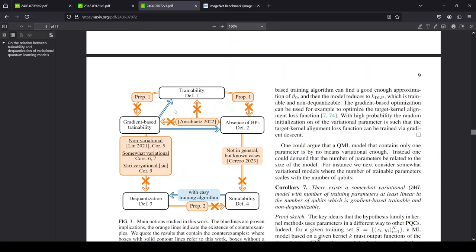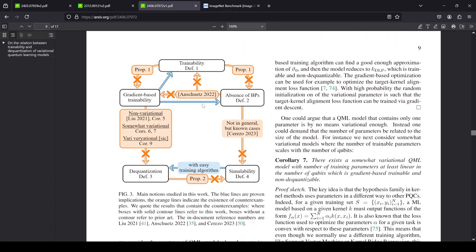And there's a nice figure right here that shows, if you have something, do you have something else? So if you have gradient-based trainability, then obviously you have trainability. I think that's pretty clear. But if you have trainability, that does not imply that you have gradient-based trainability. So that's an important aspect. This is just a nice figure that shows all of these things. And so the real question is, if you have gradient-based trainability, does that automatically mean you can dequantize it? Not necessarily. But these are counterexamples.